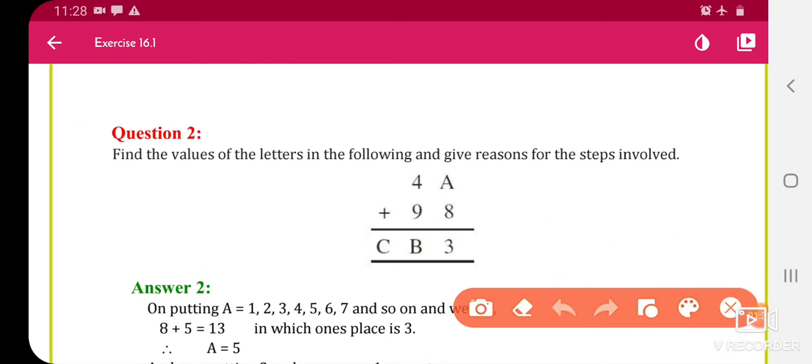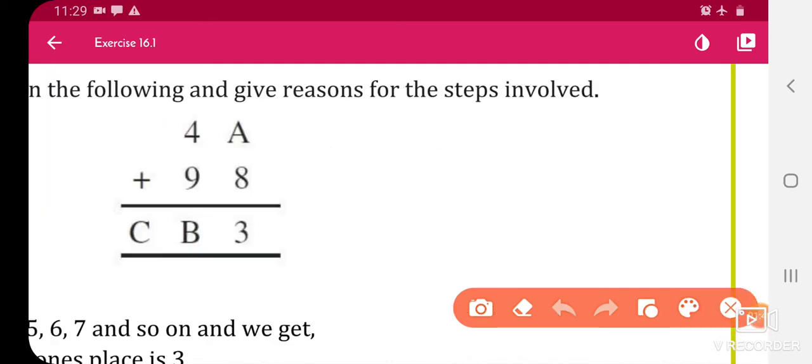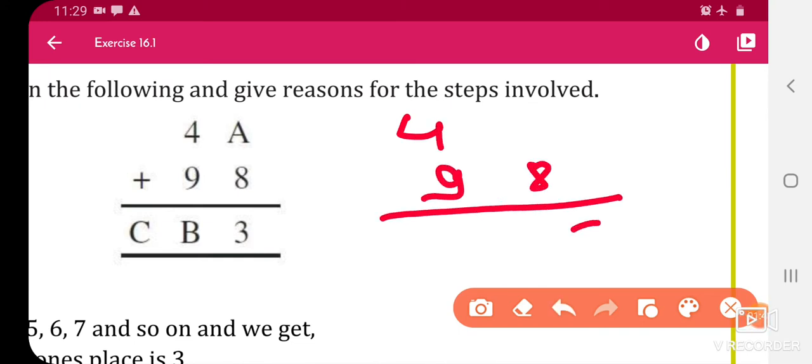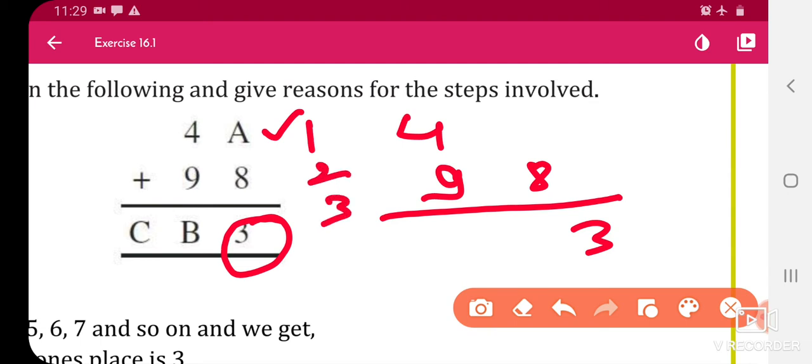In the next question, we have to find the value of A, B and C, and the result we get is C, B, 3. Okay, so in the place of A, which value can we put? So the one's place is 3. So when we put a 1, 8 and 1 is 9. And 2 is 10, 3 is 11, 4 is 12 and 5. So when we write the place of A is 5.